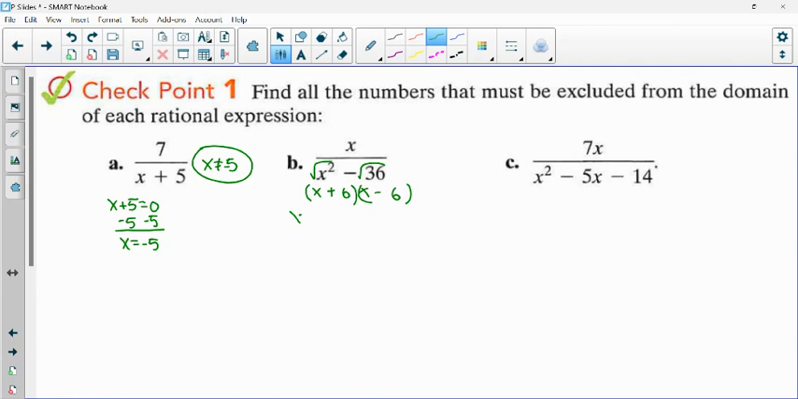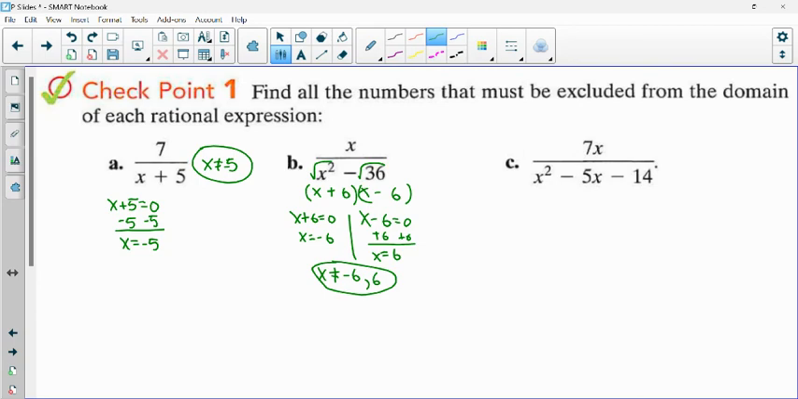So I would set x plus 6 equal to 0, and I would set x minus 6 equal to 0. So this first one would be -6. So I would say x cannot equal -6 because -6 plus 6 is 0, and then 0 times anything is 0. Same thing with this one here. I'd have to add 6, and so x cannot equal +6 either. So I wrote this as x cannot equal -6 or 6. Again, 6 minus 6 is 0, and then 0 times anything is 0.